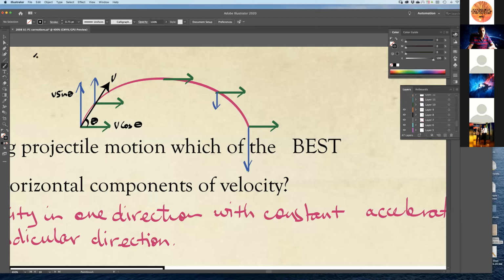The horizontal remains constant. This horizontal component does not change at any point. The vertical, however, because the pull of gravity is acting down, this acceleration works against the vertical and makes the vertical smaller, makes the vertical zero at the top here, and turns the vertical component around. So the vertical component is always changing, but the horizontal component is constant. Parabolic motion is motion in which there's constant horizontal velocity, but in the perpendicular direction, you have constant acceleration.